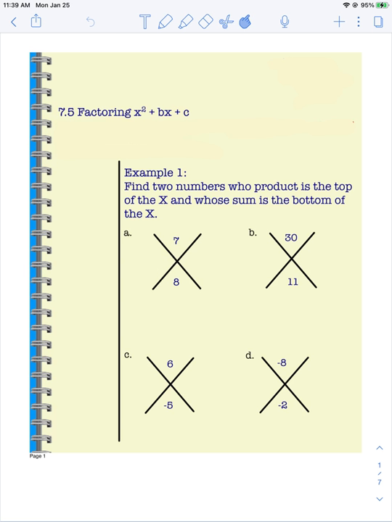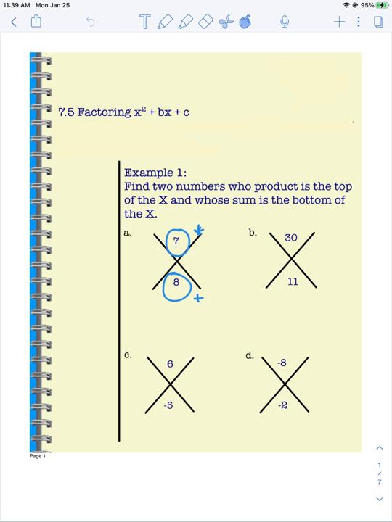What are magic numbers? Our goal of magic numbers is going to be to fill in this side and this side. So how we do that, we find two numbers whose product is the top and whose sum is the bottom. So we're finding two numbers in example A that multiply to 7 and add to 8. And sometimes I like to add a little multiplication sign here and addition sign here just to remind me they're multiplying to 7 and adding to 8.